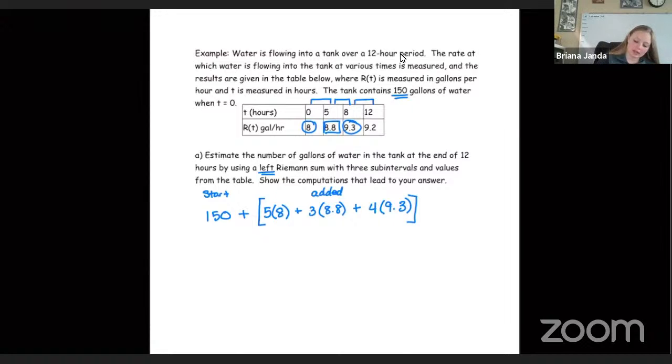So type all that in. We get 253.6, and then labels become very important. Remember, as we are looking at each of these, we are taking our time versus our hours times our gallons per hour, or look at estimate the number of gallons. It'll tell you how to label it. We have 253.6 gallons at the end of 12 hours.